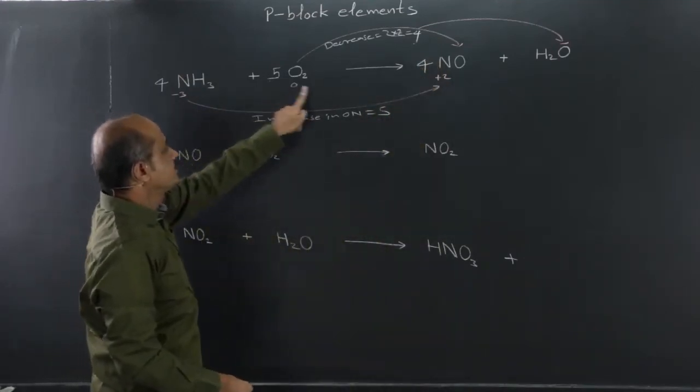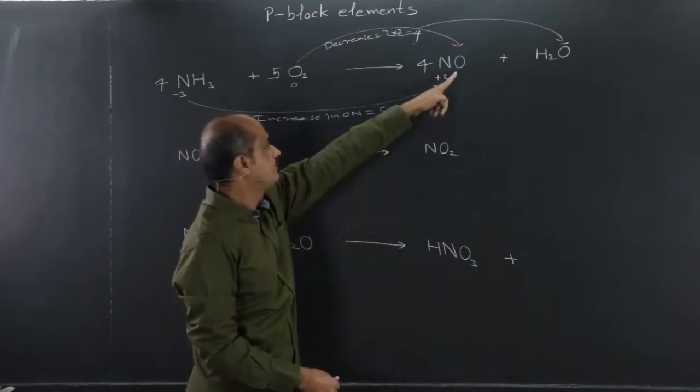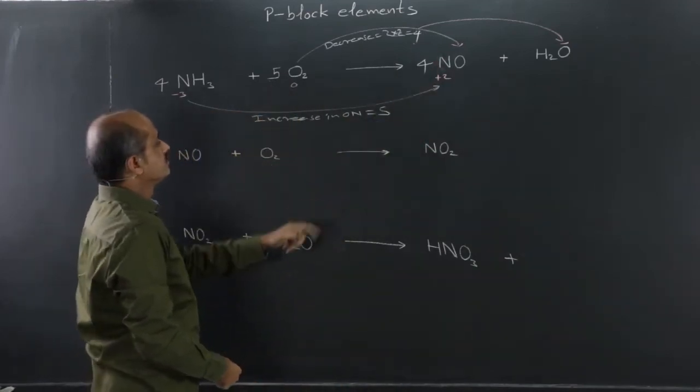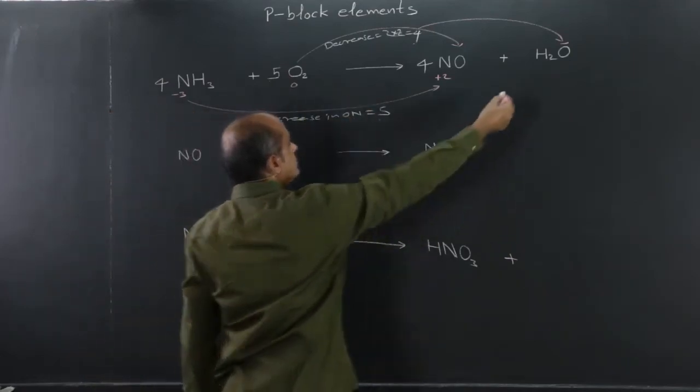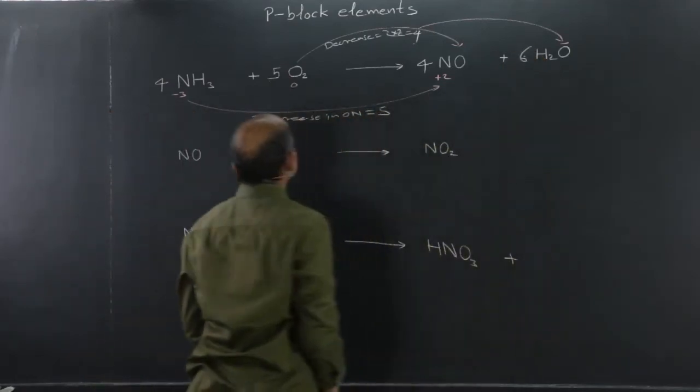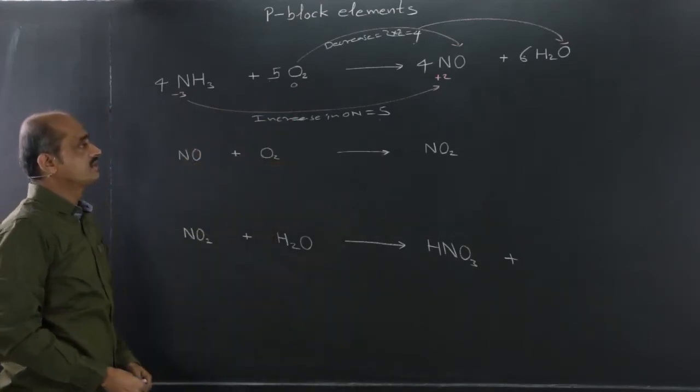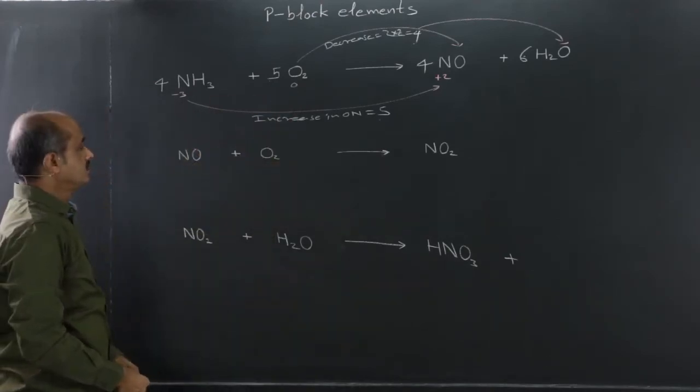So 0 changing to -2, such 4 atoms are fixed here. Total atoms 10 are there. 4 are involved here, means the remaining 6 should be here. So this is how we can write the first balanced equation.